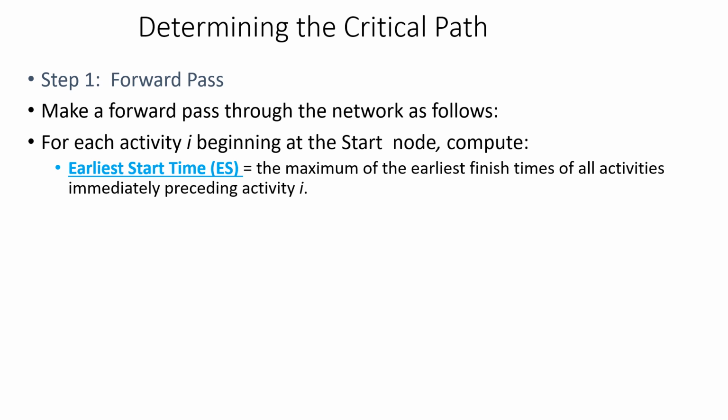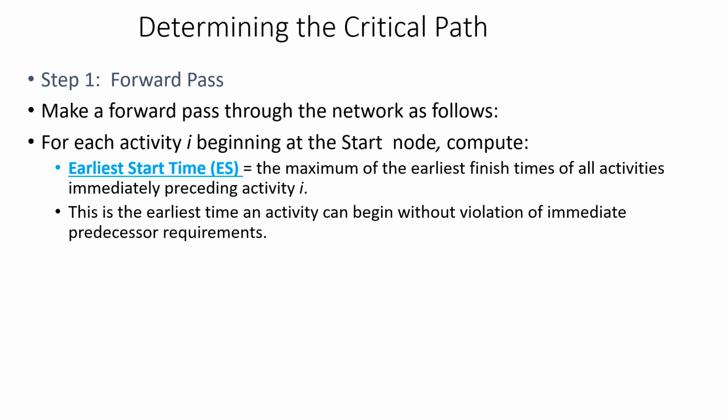So what is ES? ES is the maximum of the earliest finish time of all activities immediately preceding activity I. ES is the earliest time an activity can begin without violation of immediate predecessor requirements. ES is 0 for an activity with no predecessors. It is important to remember that for those activities for which there are no predecessors, ES is 0.